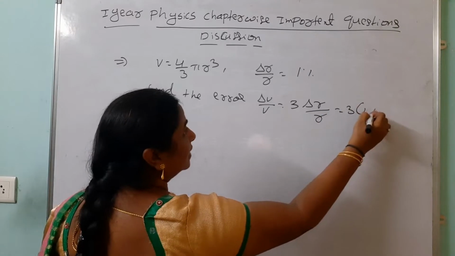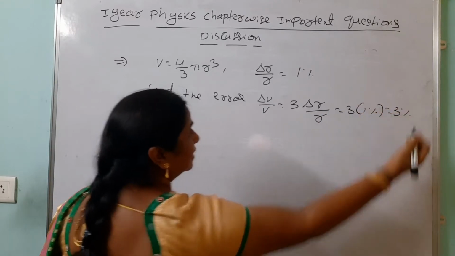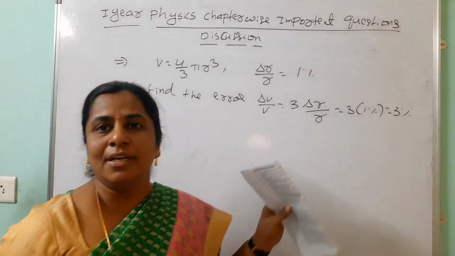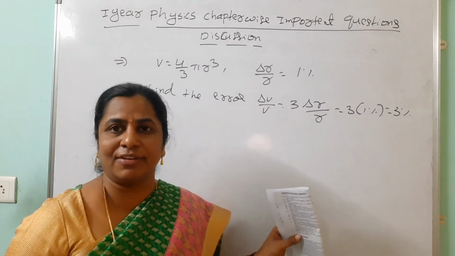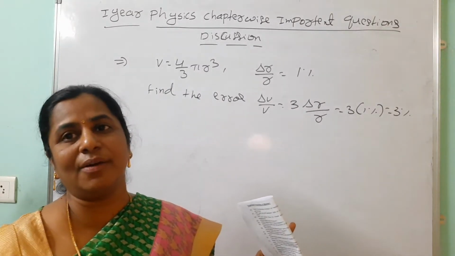3 into 1% is how much? This is the 3%. This type of model you are having in problems. Please practice it. It is compulsory for final exams. Many times they have repeated.